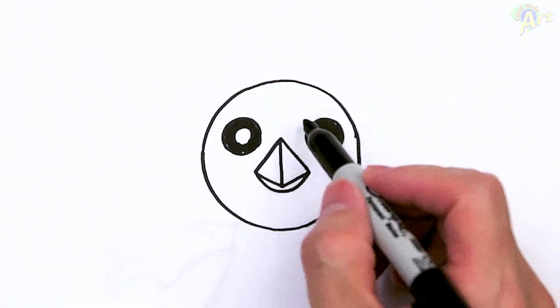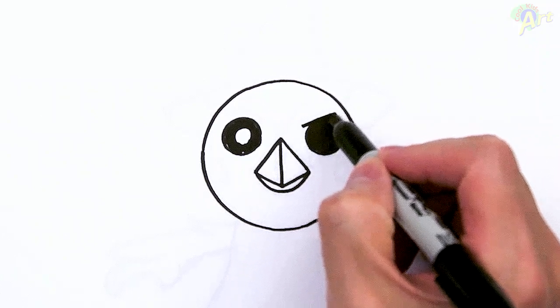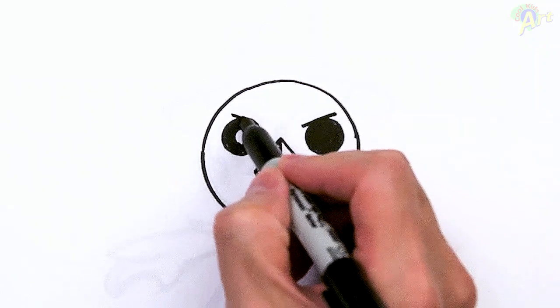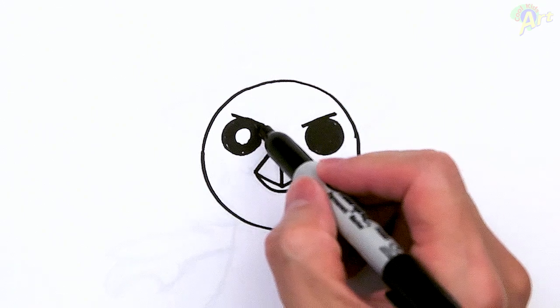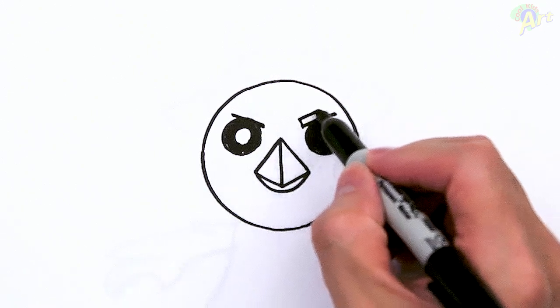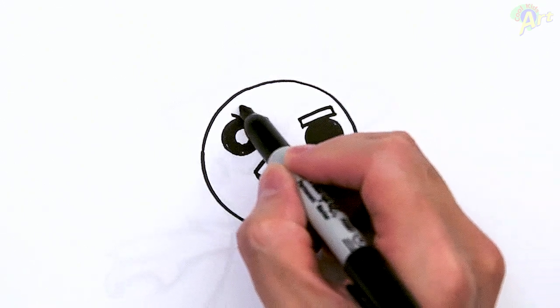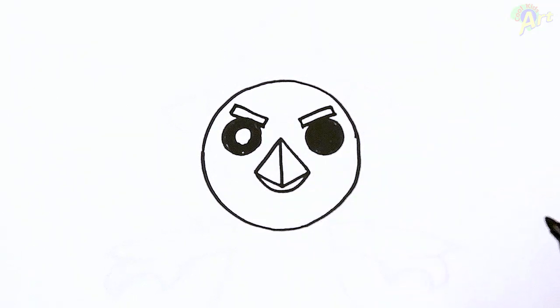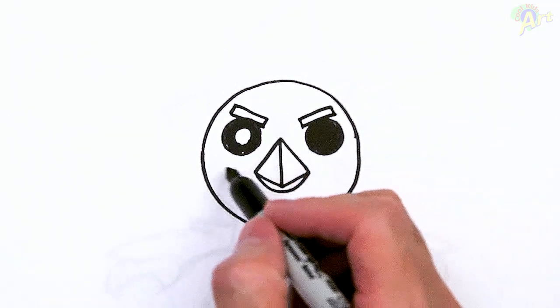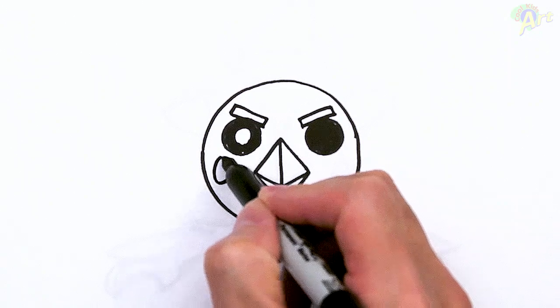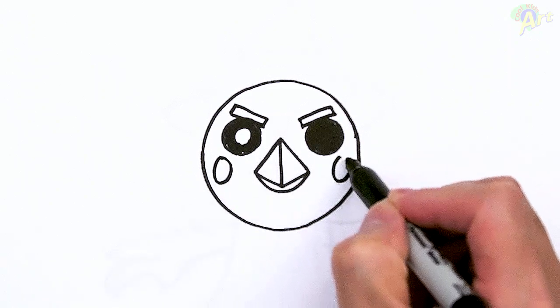Okay, and then for the eyebrow here, it's kind of mean looking. So just draw one slant right over the eyes. And then I'm going to turn that into a little bar. So just go up. And then for the cheeks, just come out to the side right here. Just draw 2 little egg shapes.